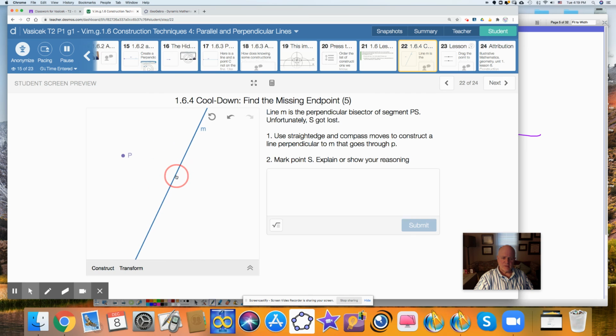I can move the line, but I can't move point P. So I need to find a point over here that line M is going to be the perpendicular bisector of this segment. So I need to find point S. It's going to be somewhere in this neighborhood.